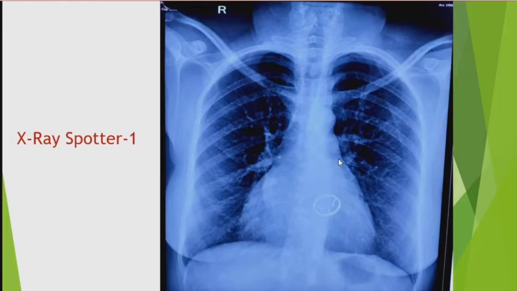So, the X-ray looks well centered, sir. How do you know that? Because the clavicles seem to be equidistant to me from the spinous processes, from the spine. Yes, sir. That's very good.